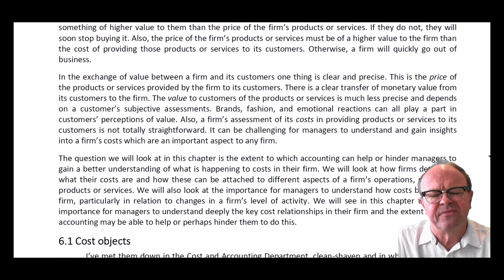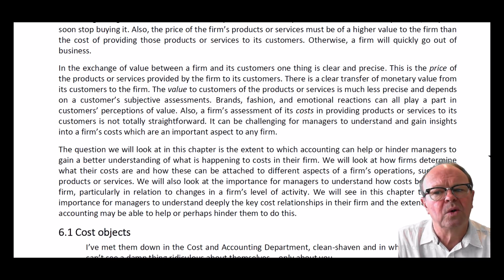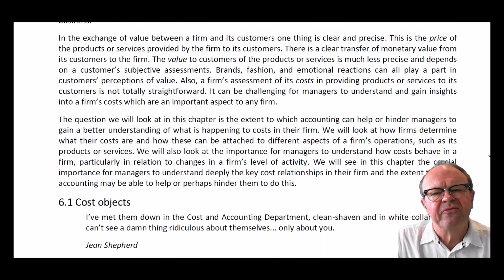Also, the price of the firm's products or services must be of a higher value to the firm than the cost of providing those products or services to its customers. Otherwise, a firm will quickly go out of business. In the exchange of value between a firm and its customers, one thing is clear and precise. This is the price of the products or services provided by the firm to its customers. There is a clear transfer of monetary value from its customers to the firm.